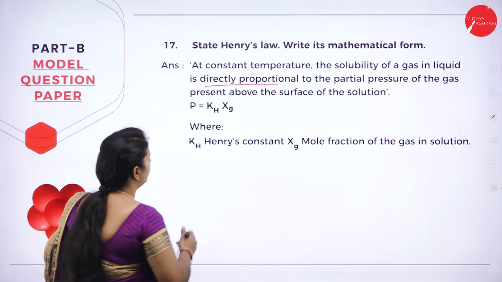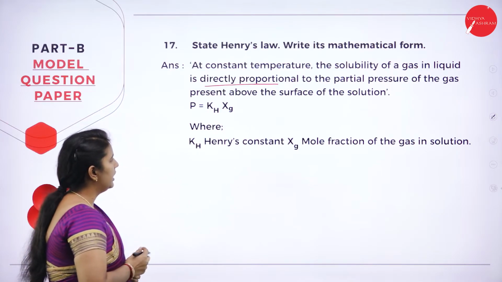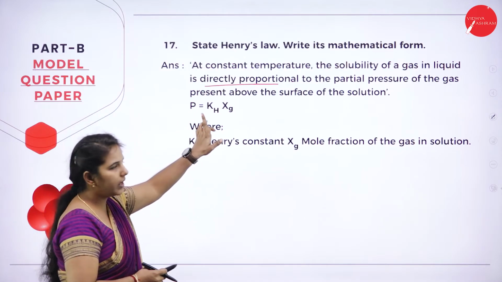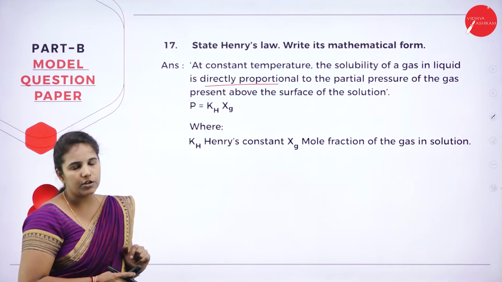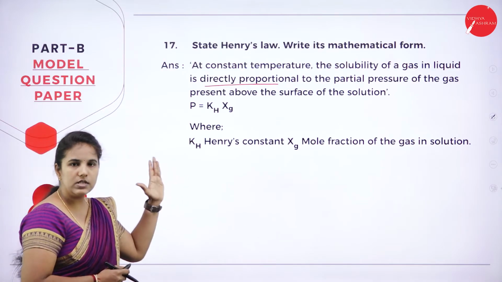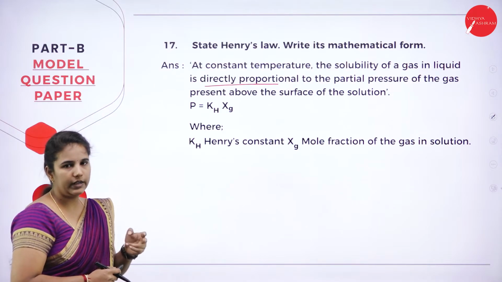The mathematical form is given by P = KH × Xg, where KH is Henry's constant, P is the partial pressure of the gas, and X is the mole fraction of the gas molecule. This is how you define Henry's law and write the mathematical form. You will get 2 marks.